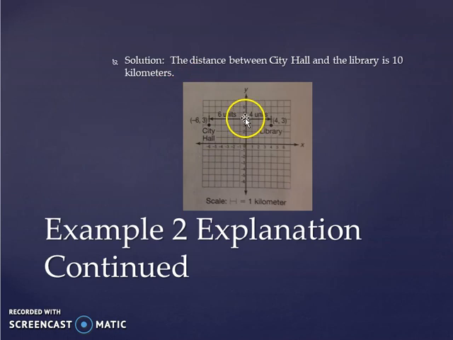If we look here, we're going to start here on the y-axis because that's going to be considered 0 for us. And if you hop over to a -6, the distance from 0 to a -6 is 6. So absolute value would be 6 here. And then we're going to hop over here from 0, and we're going to go over to 4, so the absolute value of 4 is 4, and then we're going to just add those two together. 6 plus 4 is 10 to get our solution for that. So the distance between City Hall and the library is 10 kilometers.